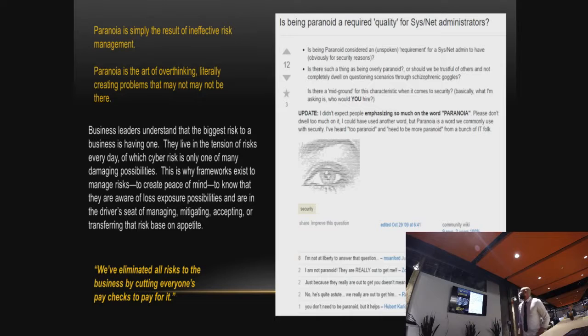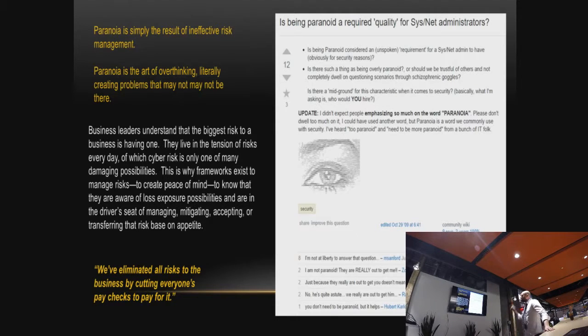So I put it this way, because this comes up in our profession a lot, this idea of I'm hiring a security professional, and I want someone paranoid because they're going to check underneath everything, underneath the bed and the drawers and the closet. They're going to look for this attacker, right? They're going to be really good security personnel. Except the problem with that is, in my perspective, paranoia is simply the result of ineffective risk management. Or paranoia is the art of overthinking, literally creating problems that aren't there and wasting a lot of business money in order to do it.